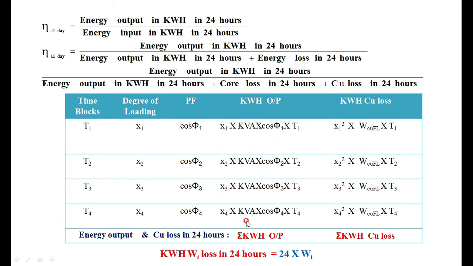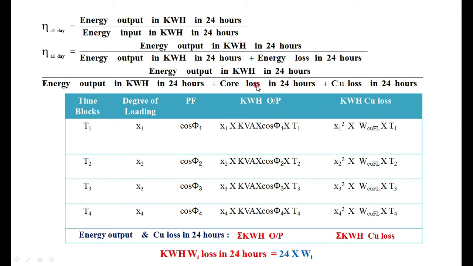Then if you add all these kilowatt hour outputs, you get the kilowatt hour output for 24 hours. And what is the copper loss for 24 hours? You add all these copper losses, so that I get the copper loss for 24 hours. So by adding these, I get the kilowatt hour output and the copper loss in 24 hours here.